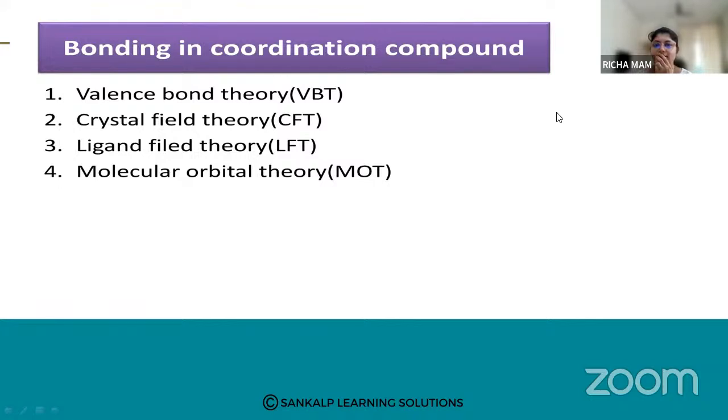Yes, good morning, students. In the last class, we completed isomerism. We discussed two types of isomerism, structural and stereoisomerism. In the last class, we dealt with stereoisomerism, mainly geometrical isomerism and optical isomerism, right?